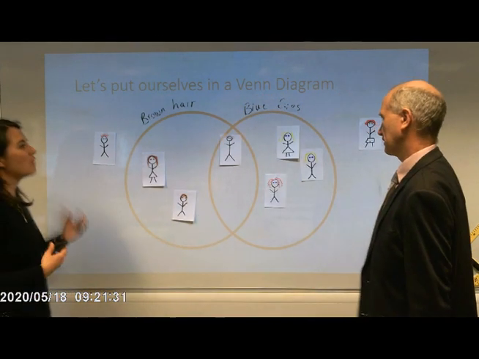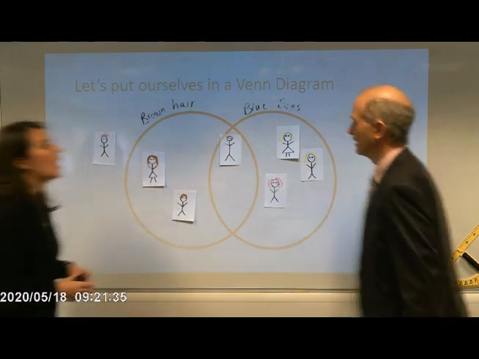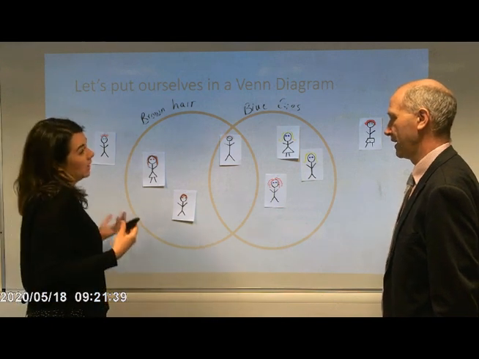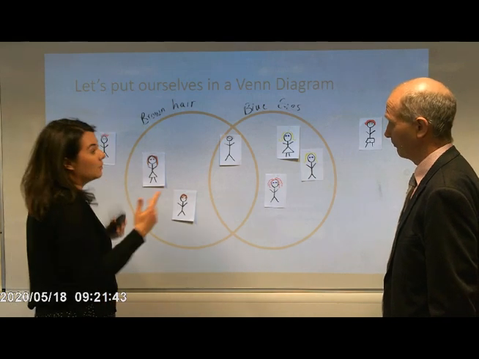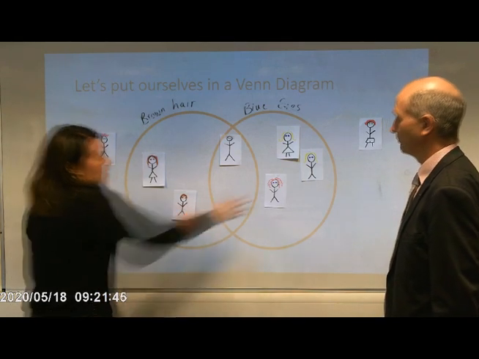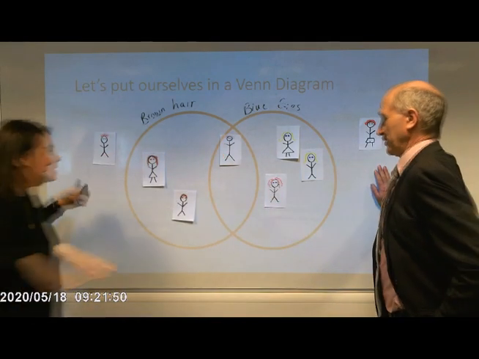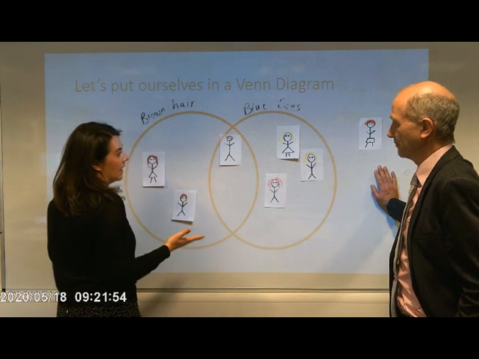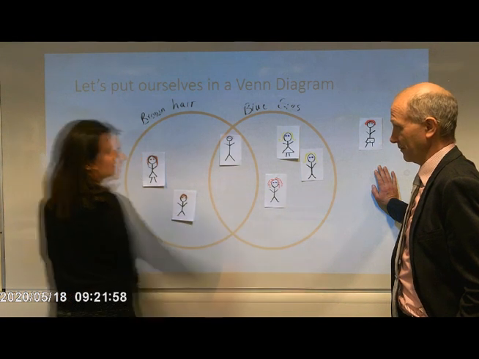How many people have brown hair and blue eyes? Just one. Now, you could also ask how many people have brown hair or blue eyes. They can have brown hair or they can have blue eyes. That is everyone within our Venn diagram, apart from those two on the outside, because they don't have brown hair and they don't have blue eyes. So six people have brown hair or blue eyes. Even if they have both, they still have at least one of those categories.